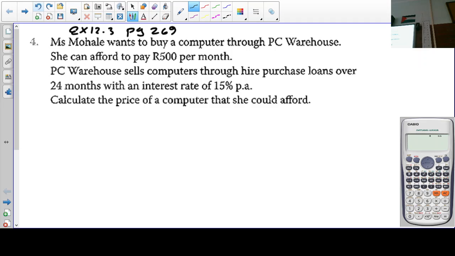So hire purchase, what do we say when you read hire purchase? Simple interest. Over 24 months with an interest rate of 15% per annum. Calculate the price of the computer that she can afford. So in other words, we are calculating which value here from the simple interest formula? The P value. Why the P value? That's the original price.